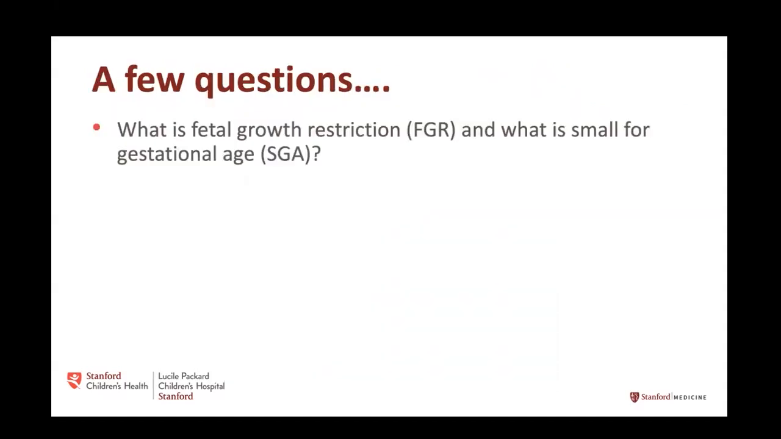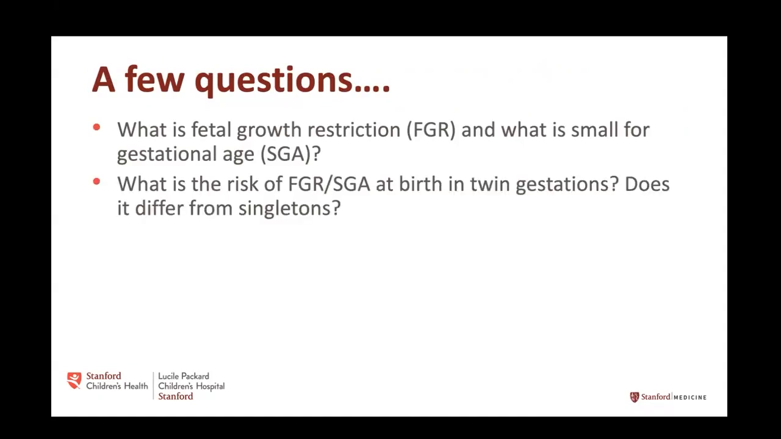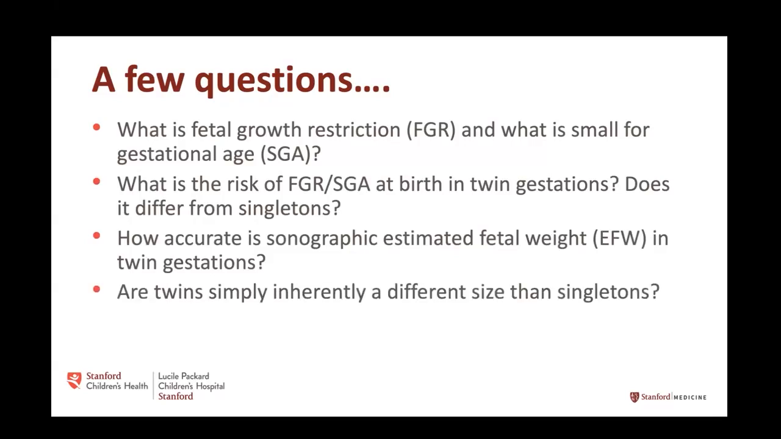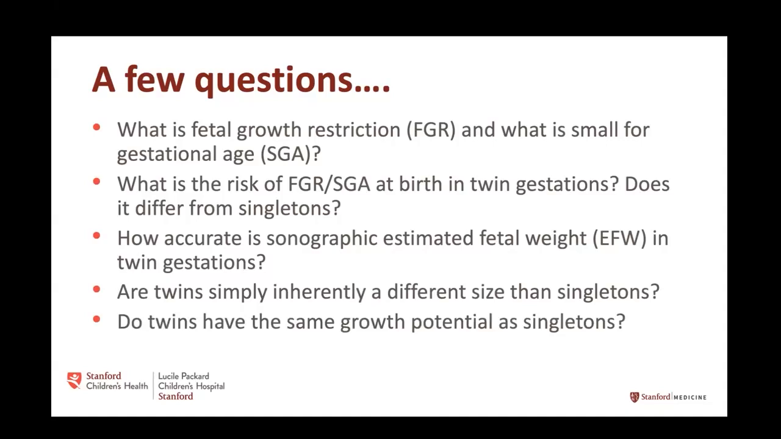And so we have a few questions. What is fetal growth restriction to begin with, and how is it different from SGA? What is the risk of FGR or SGA in twin gestations, and is it different from singletons? How accurate is our ultrasound when estimating fetal weight in twins versus singletons? And are twins really inherently different size than singletons? Are they meant to be different, or is this something pathological that's going on? And do they have the same growth potential?